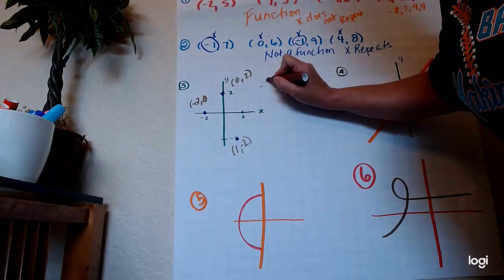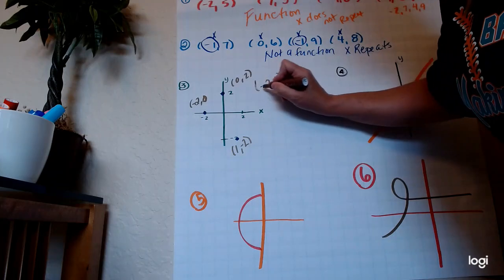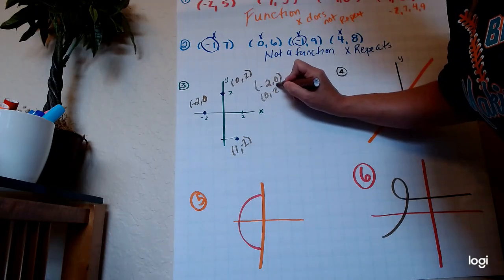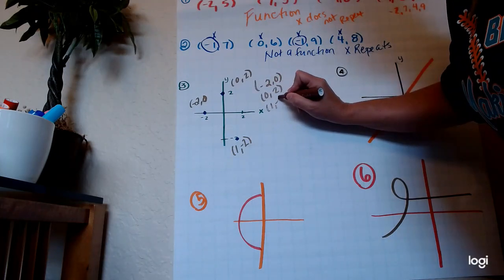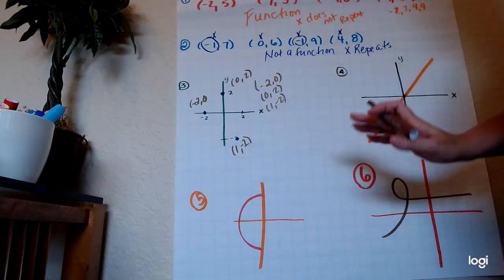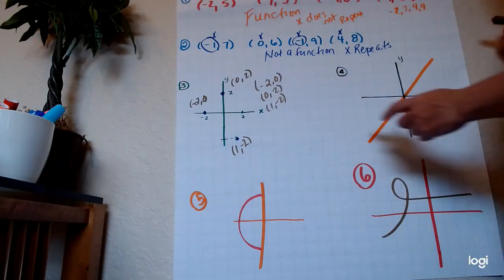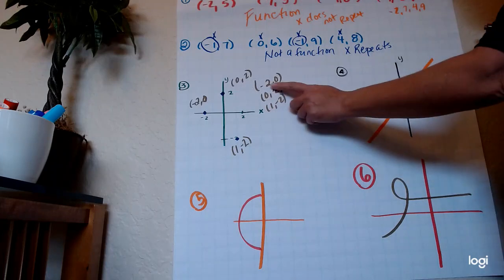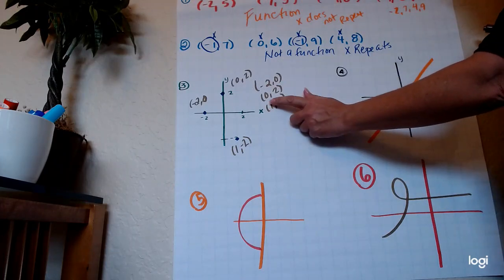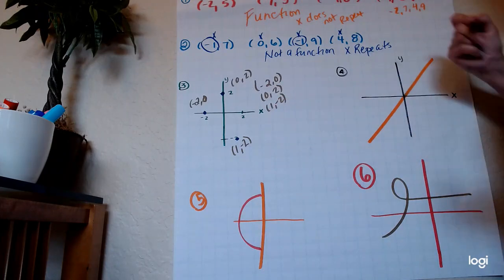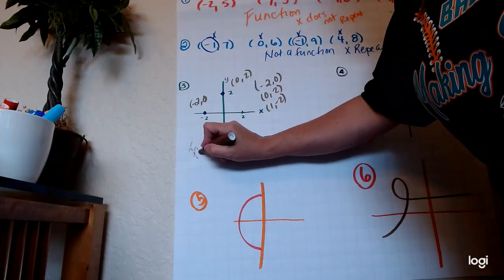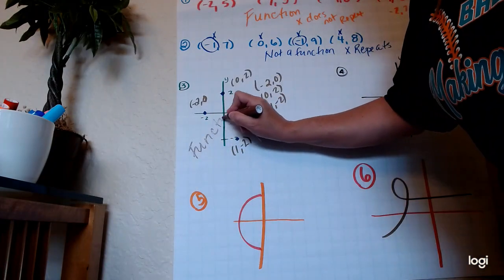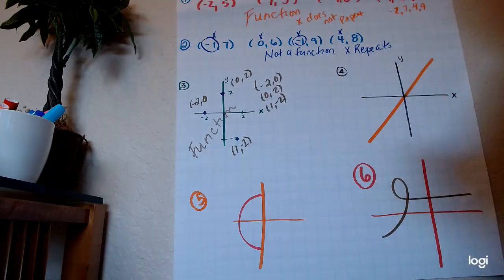Okay, so I'm going to list them like this so I can read them: negative 2, 0; 0, 2; and 1, negative 2. I know that's not exact, but I'm just looking at it. So if I look here, do any of my x's repeat? I have a negative 2, I have a 0, and a 1. None of my x's repeat, so this is a function. Alrighty, so that's how we would do that one.